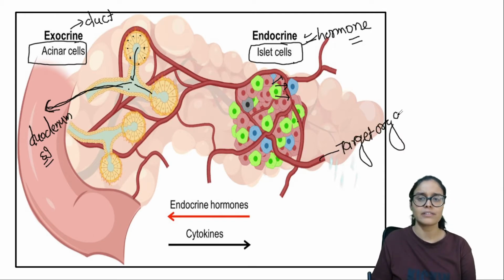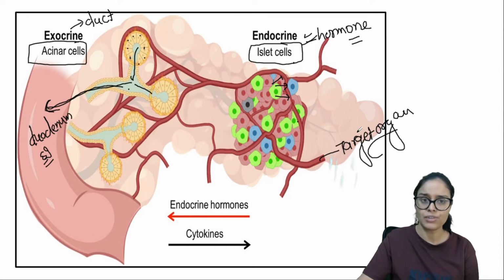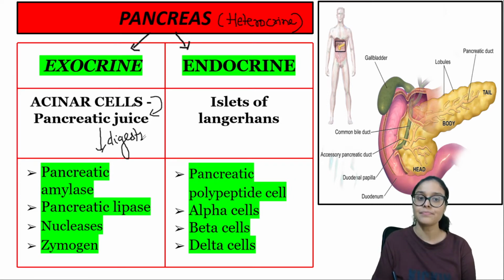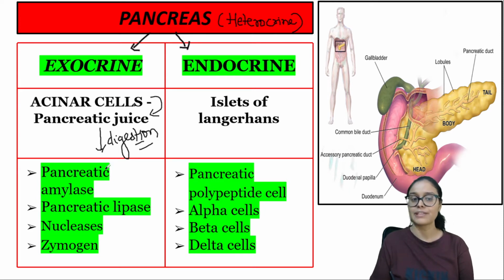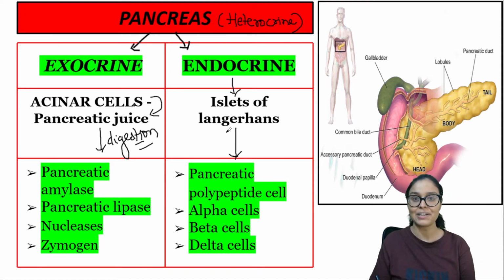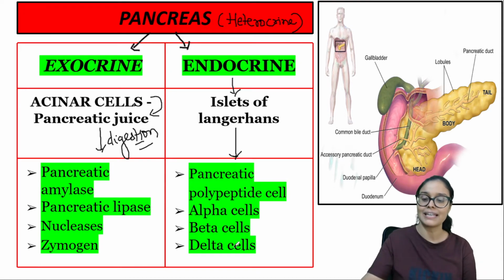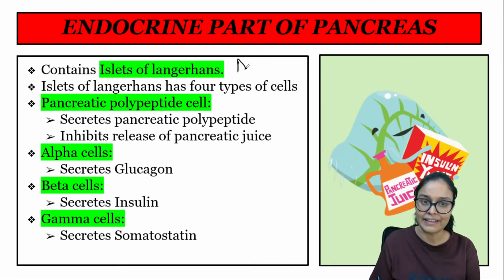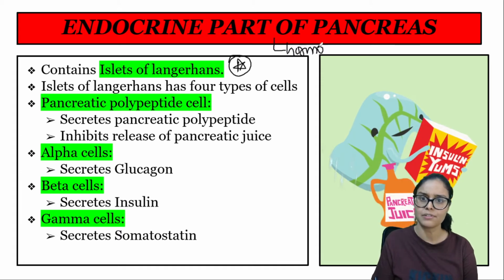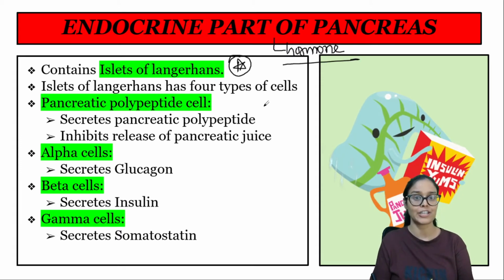So via blood, the hormones will go to the target organ. And obviously, I have told you that acinar cells secrete pancreatic juice, that we have to do here in digestion. And these are hormones that will be secreted by it. We will be doing it in detail. And islets of Langerhans are part of the endocrine gland, which we will see in detail in the hormone chapter, in chemical control and coordination, right?